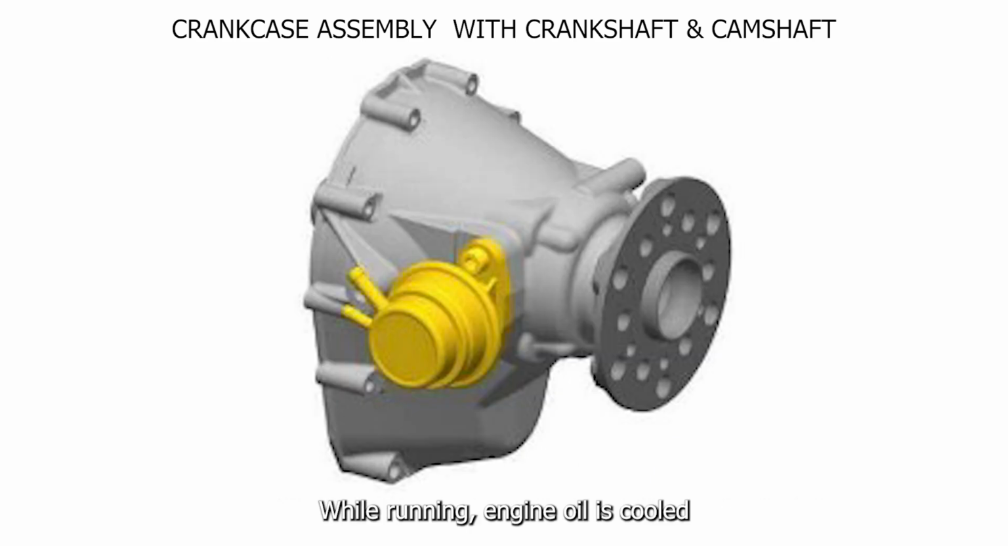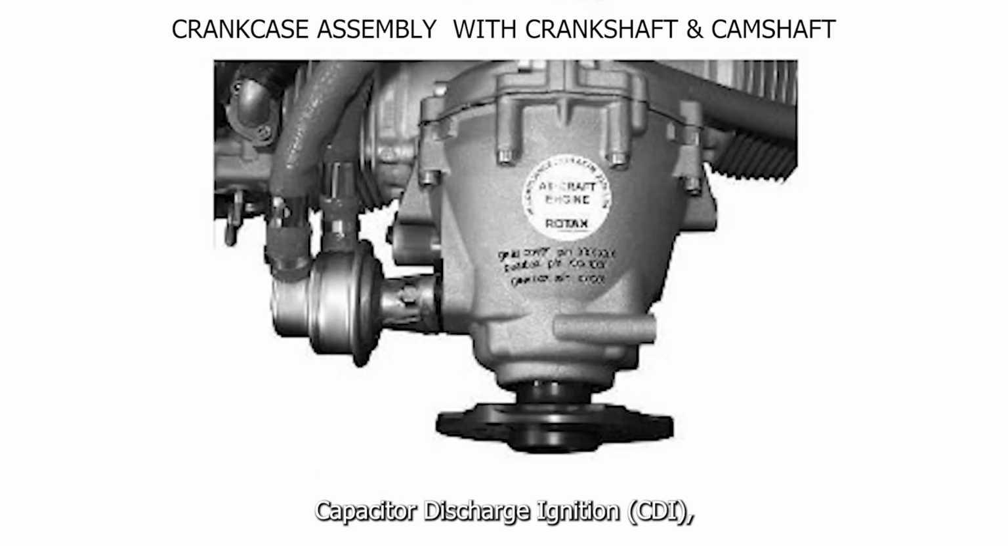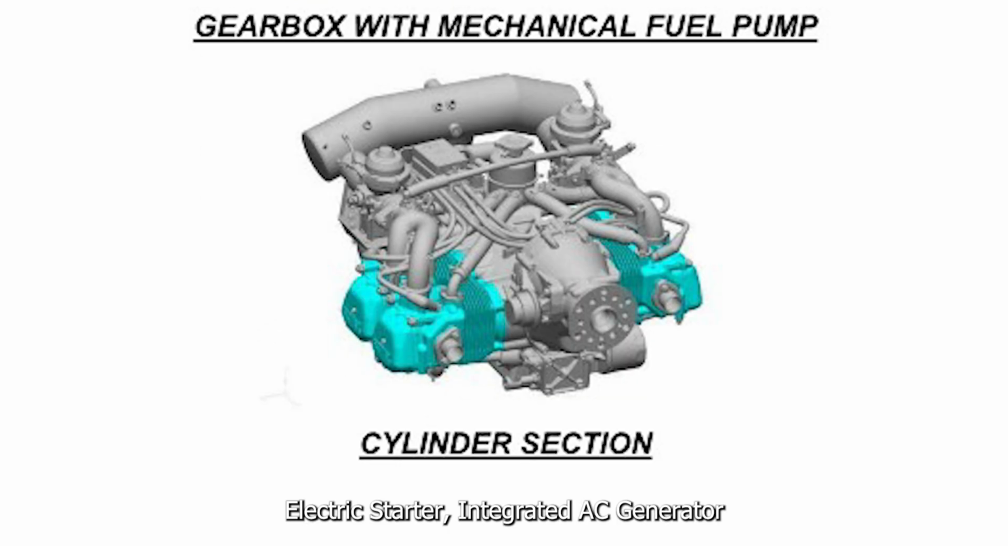While running, engine oil is cooled by being passed through a radiator. The engine is equipped with dry sump forced lubrication, dual breakerless capacitor discharge ignition, CDI, 2 constant depression carburetors, a mechanical fuel pump, electric starter, integrated AC generator with external rectifier regulator and propeller drive via gearbox with integrated mechanical shock absorber and overload clutch.